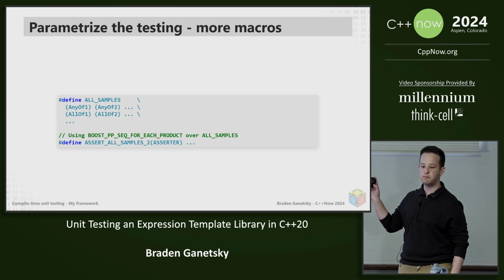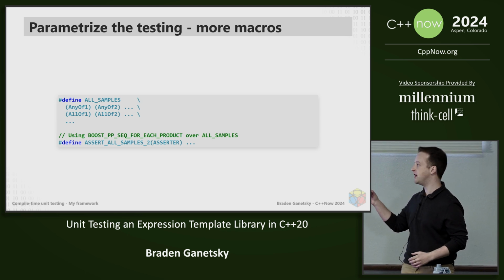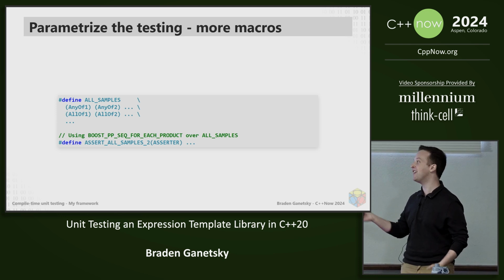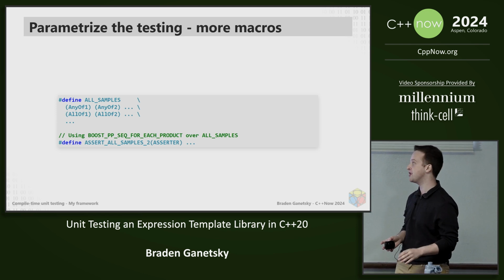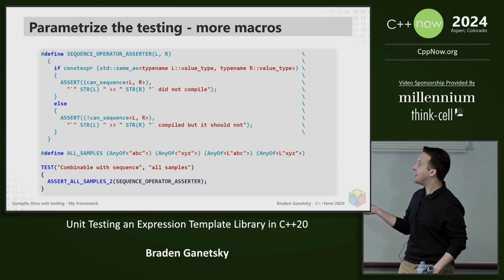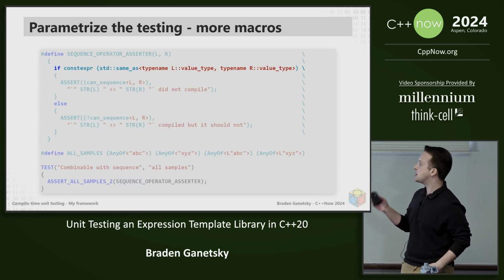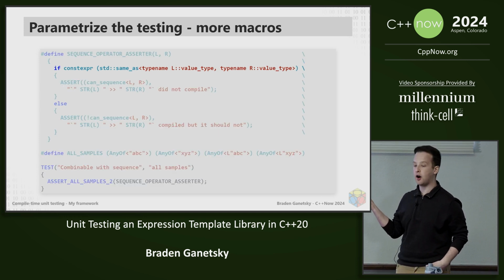And it uses something from Boost preprocessor that does a for each Cartesian product, which is nice that these facilities exist. I mean, it's not nice that I have to do it, but the fact that these exist, Boost preprocessor, it's complete magic. So what I need to do instead is my asserter needs to be a macro. So now inside the macro, I'm able to check if the value type of L and R are the same.